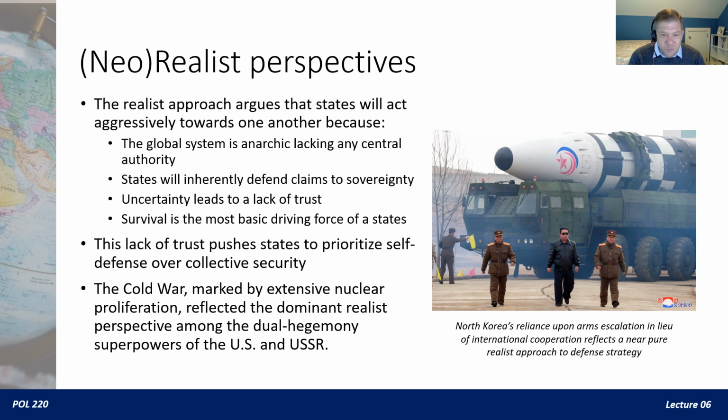Now, this is really emblematic of the Cold War because this was marked by extensive nuclear proliferation, which we'll talk about here in a second, which again reflected this dominant realist perspective of the dual hegemony between the United States and the USSR, right? How many billions of dollars were spent for a war that never occurred. And realists would say, as we'll talk about here in a second, that it was this proliferation of weapons and nuclear weapons that actually kept the two countries from going to war, although just barely.